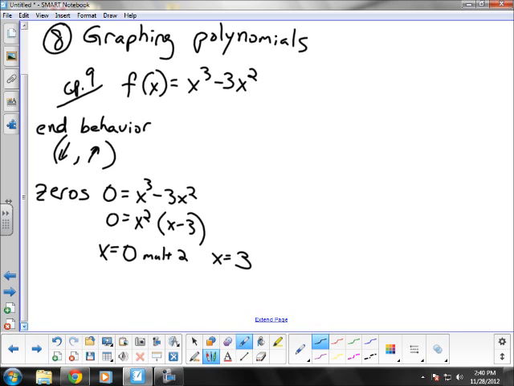Let me give you your assignment. Page 348, 3 through 72, multiples of 3. And you just go through here and find these points, plot the points, and then you're just going to draw the graph.